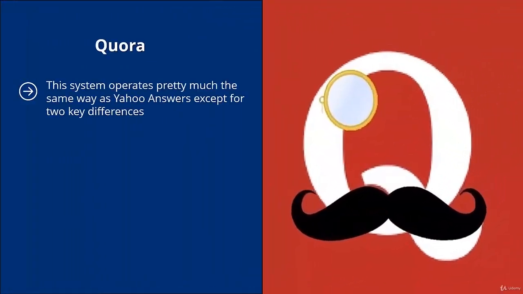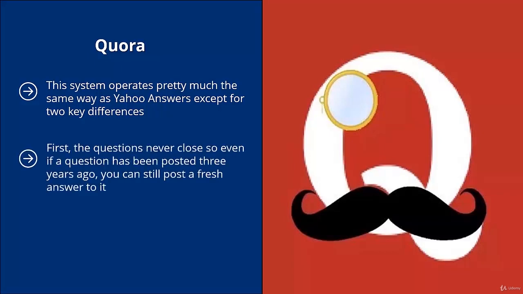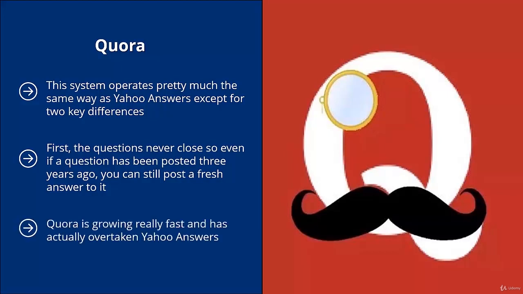Quora. This system operates pretty much the same way as Yahoo Answers, except for 2 key differences. First, the questions never close, so even if a question has been posted 3 years ago, you can still post a fresh answer to it. Second, you don't have to have an advanced account for you to post a link. Quora is growing really fast and has actually overtaken Yahoo Answers. Still, if you're abusive, your account can get banned.